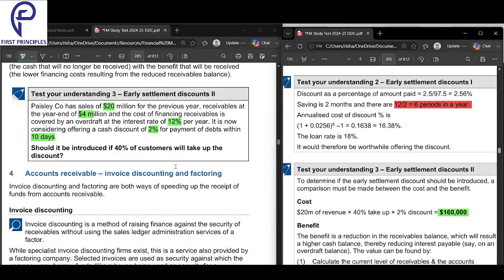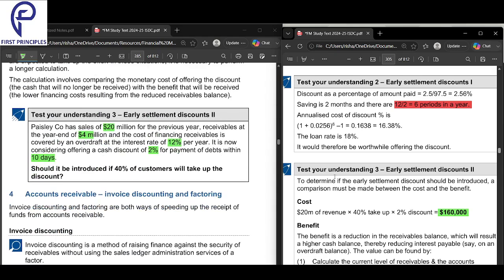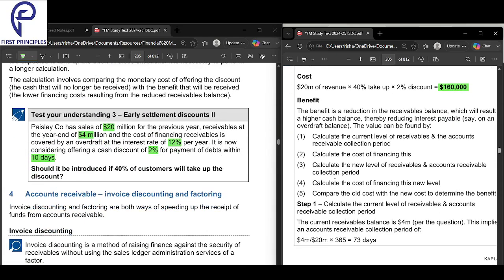So this is the two settlement discounts, discount 1 and discount 2. Let's break it down again. I know it's a big sum, so let's break it down here. Let's make sense of the cost, Shruti. How did we get the cost here? Angeline, how are we getting this cost? 1,60,000.